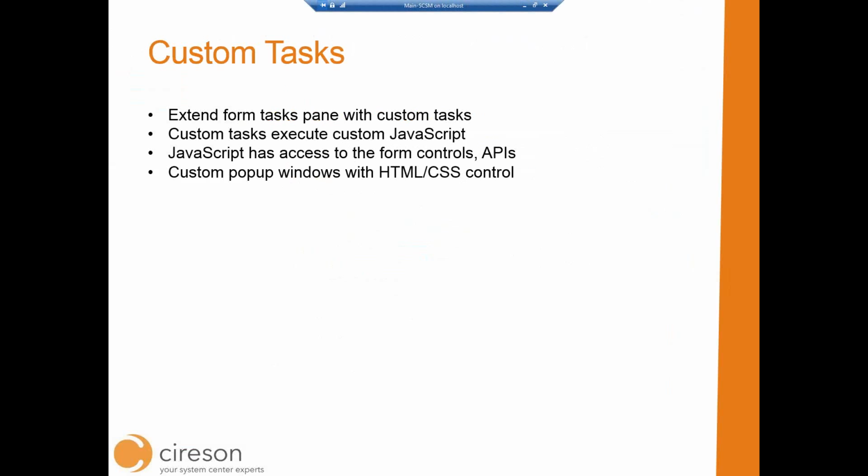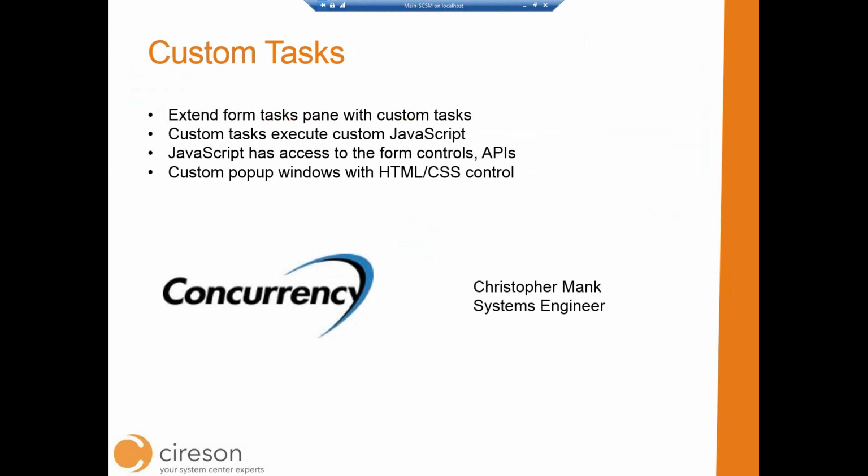Just an example of something you could do there is pop up custom windows to capture some additional information, and you have full control over the HTML and the CSS inside of that pop-up window that comes up. Now, we've been working with one of our closest partners, Concurrency, who is in the early adopter program with this particular feature, and they're building out some custom tasks for one of their customers. And so I've invited Christopher Menk, their systems engineer that's been working with us, to join us on this webinar and give us a quick tour of how they're leveraging custom tasks to do some custom things for their customer. So with that, Christopher, are you there?